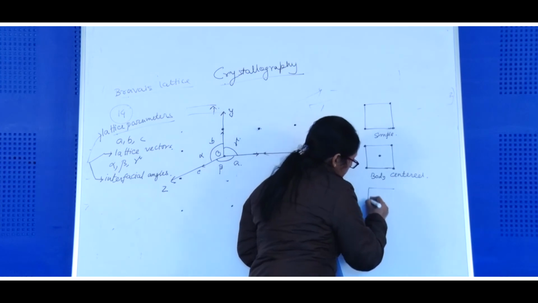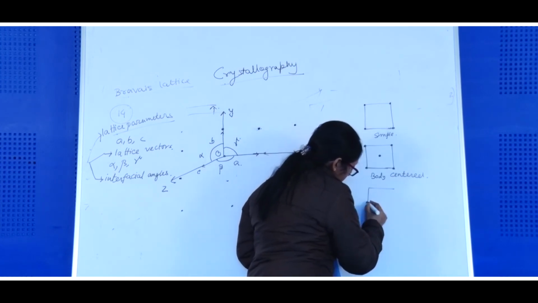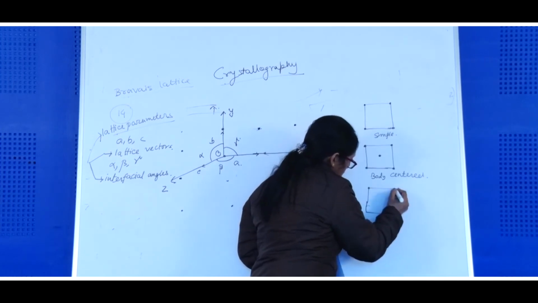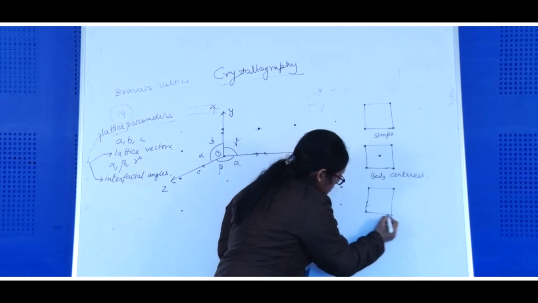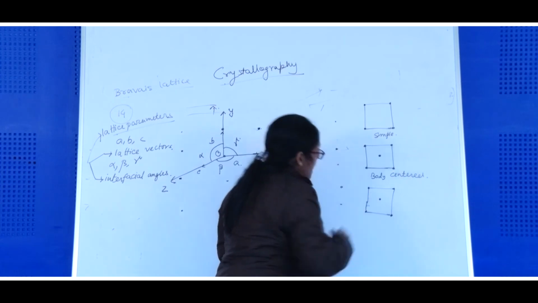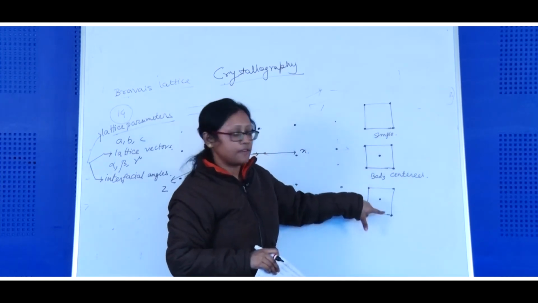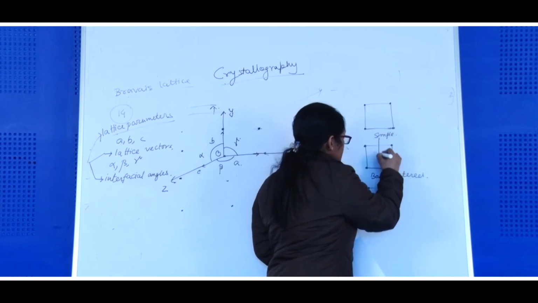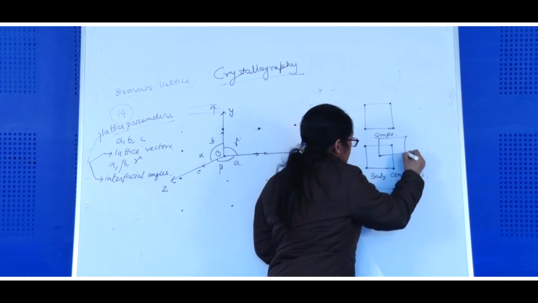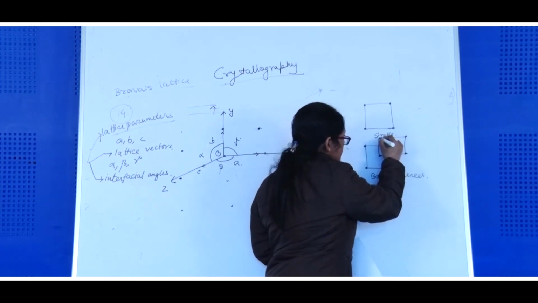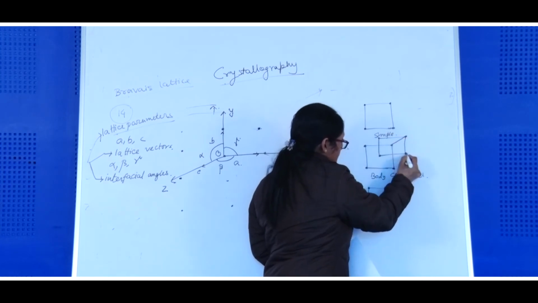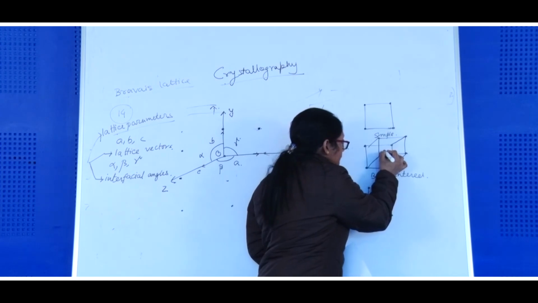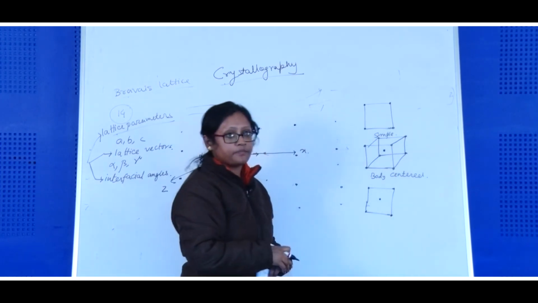One is face centered. Now as I am drawing this diagram on a board, you may think that there is no difference between body centered and face centered. See, if I draw a cube, body centered means one atom will be at the center of the body. That means at the center of this body.